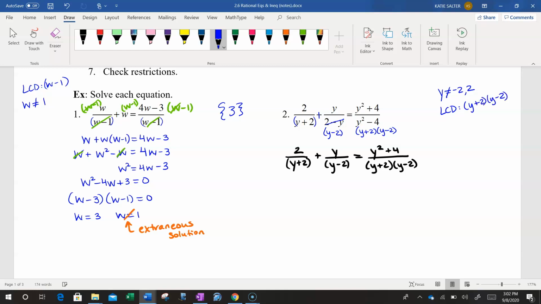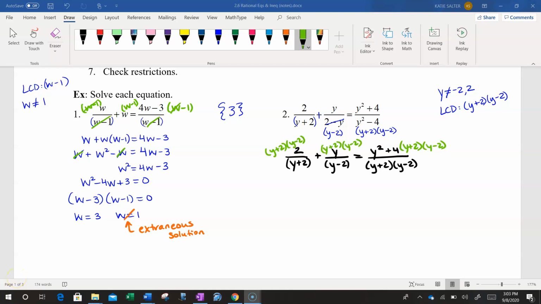So if we multiply every term by y plus 2, y minus 2, we'll be able to take out those denominators and work with just the numerator. Again, if you need to write it beside every term so that you can watch it cross out, that's fine, or just wrap the whole thing and distribute it through.